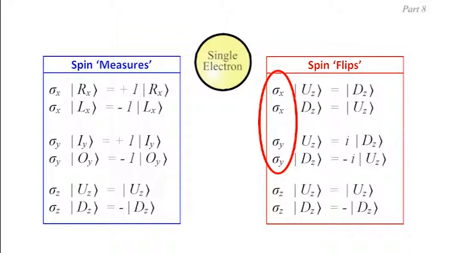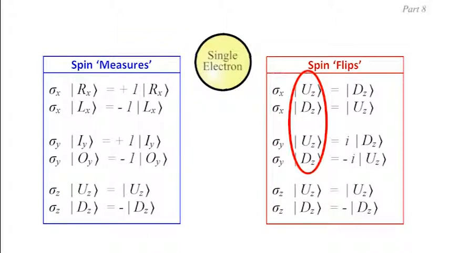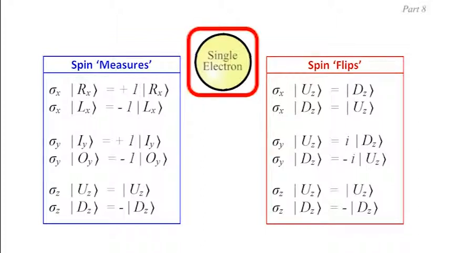Sigma x or sigma y acting on the up and down states don't produce measurements. They change the state from up to down or from down to up, and on top of that sigma y throws in an i and maybe a minus sign as well. So that was all we needed to know about the three sigma matrices for a single electron.